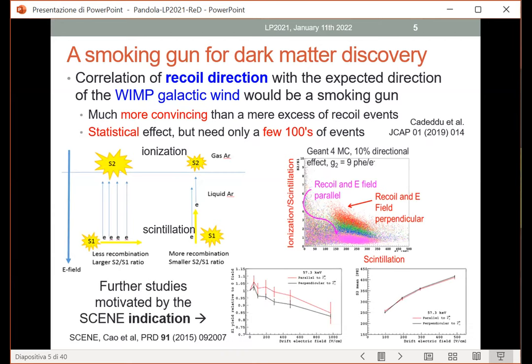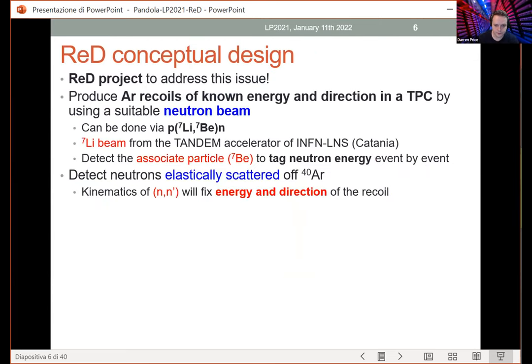And this is interesting because the Xenon experiments had some intriguing hints. They saw a difference in the behavior of S1 for parallel and perpendicular tracks. This is not significant from the statistical point of view, but it deserves more detailed scrutiny. So RED was actually designed to address this issue.